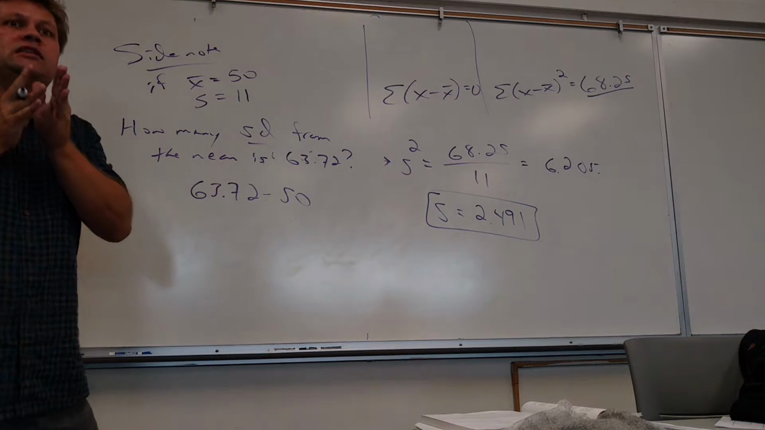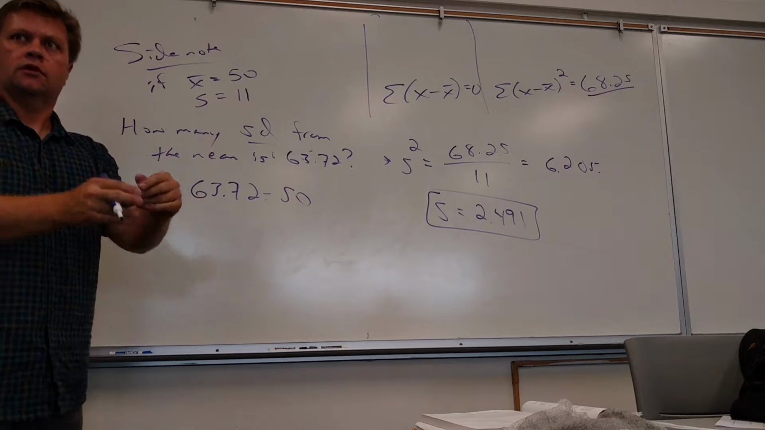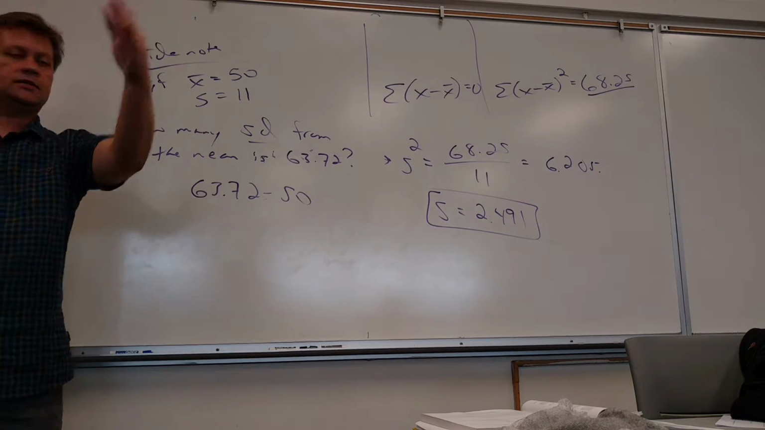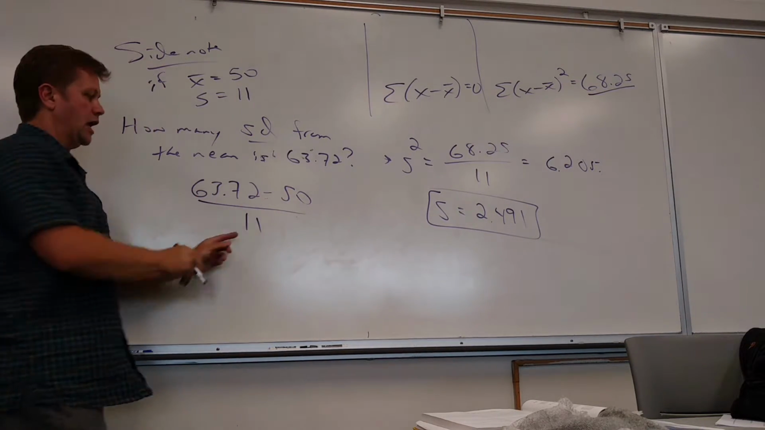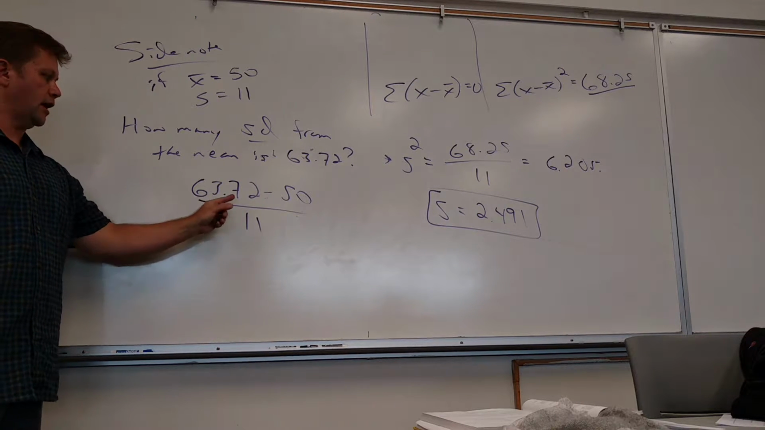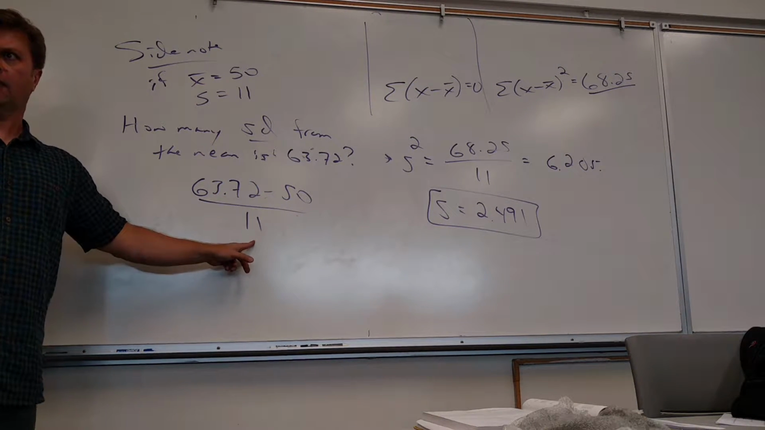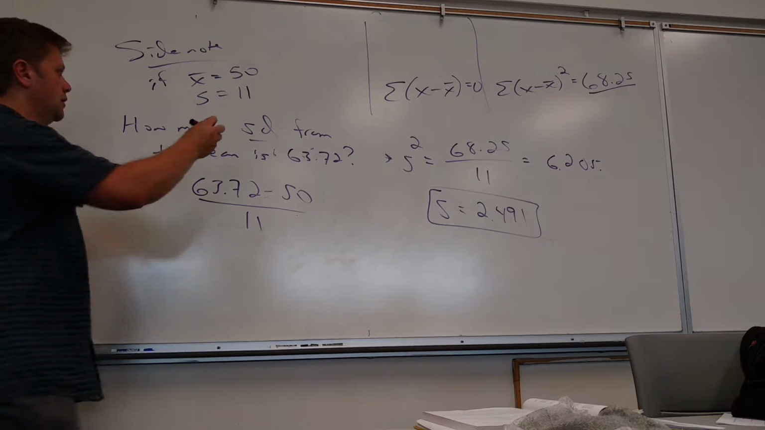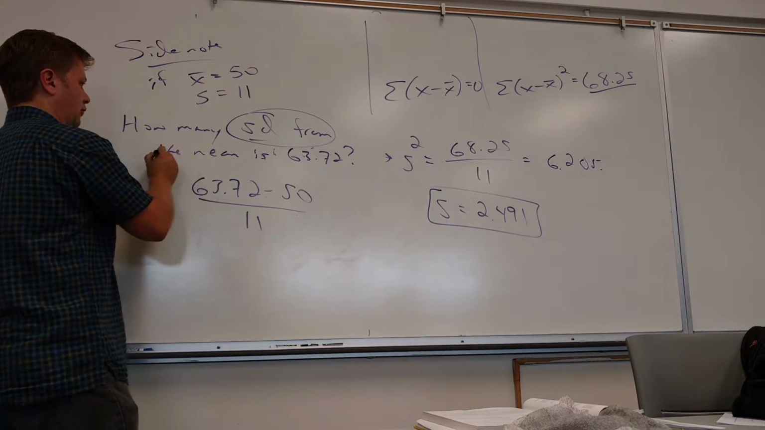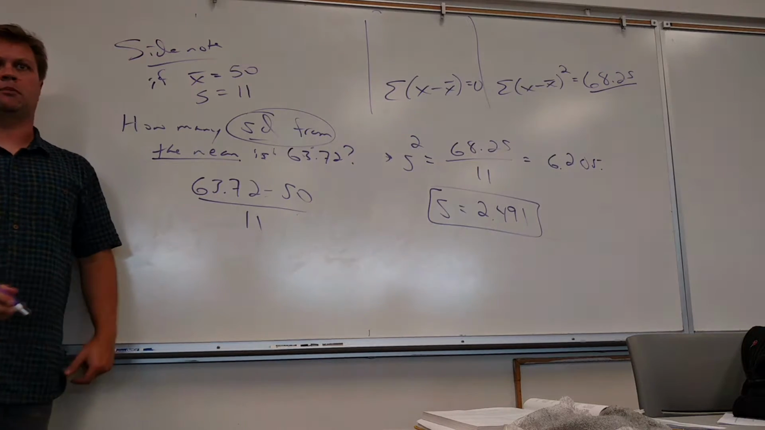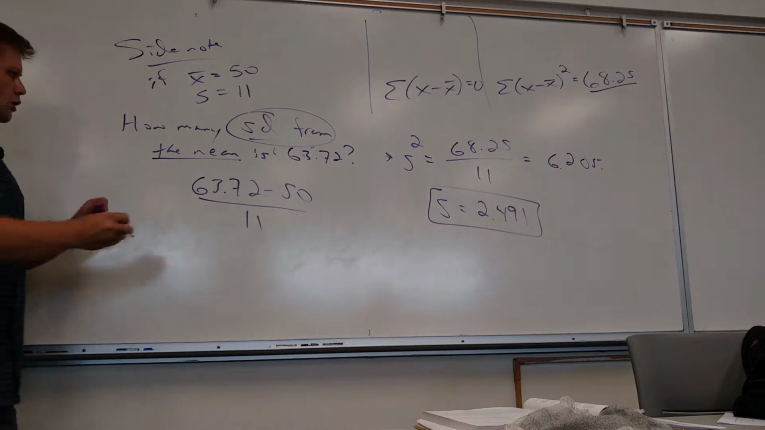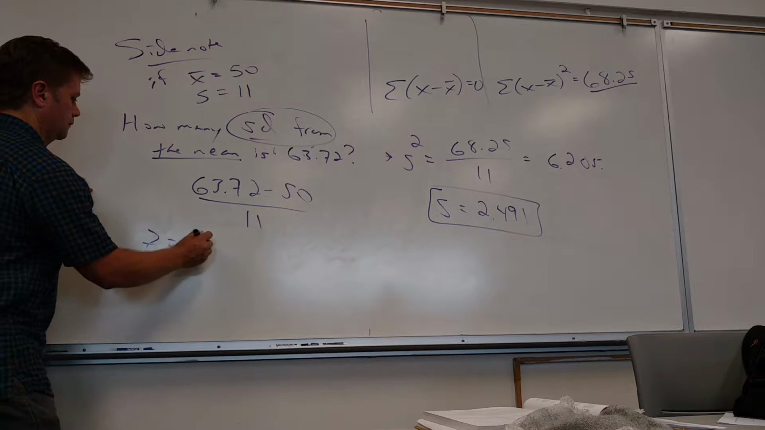And then I want to see how many steps fit into that distance. So I want to divide by 11 to see how many of these fit into there. Isn't that x minus x bar divided by s? That's the formula I gave you. So what does that formula represent? The number of standard deviations from the mean to the data point. That's what it represents. And some of you might know that's called the z-score.